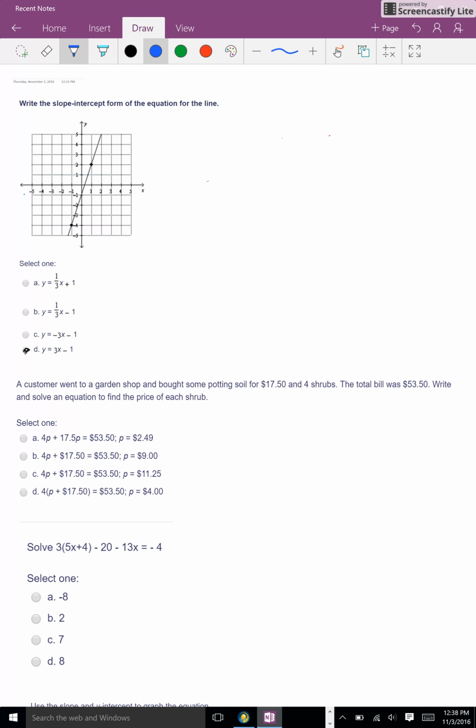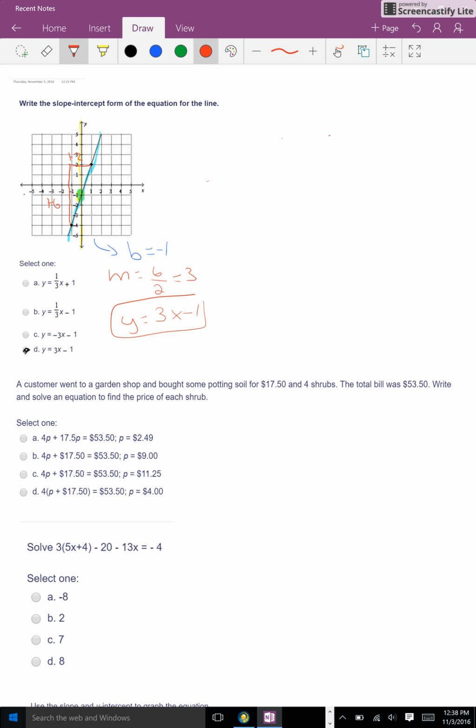So first off, when you are given a graph, the easiest thing to do is find the y-intercept. And that is where the line here intersects the y-axis. So that's at that green point. So your b value is -1. And then you can do rise over run. So I went up 6, and then I went right 2. 6 over 2 equals 3. And then you put it together, y equals 3x minus 1.